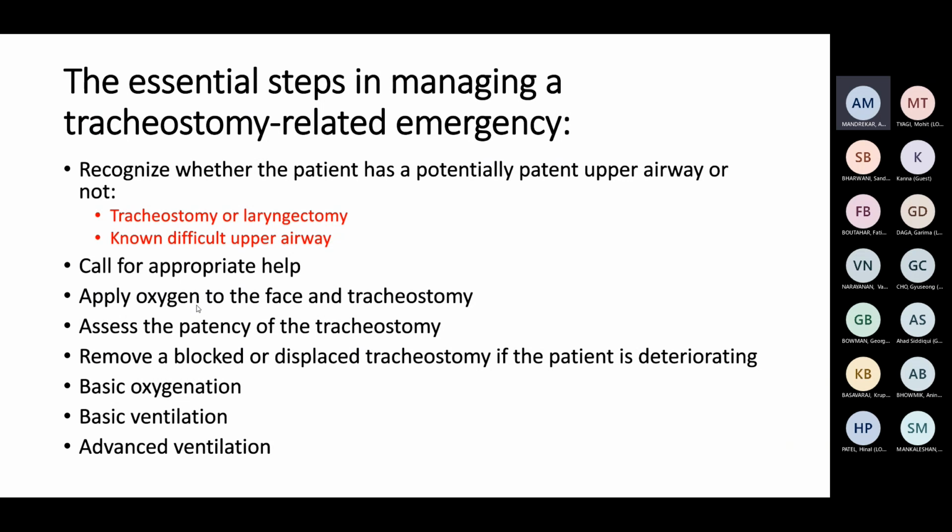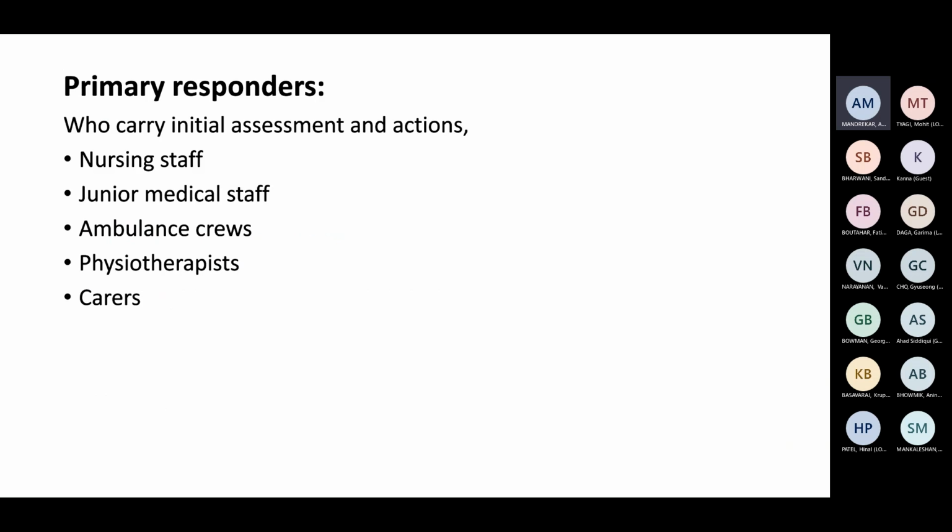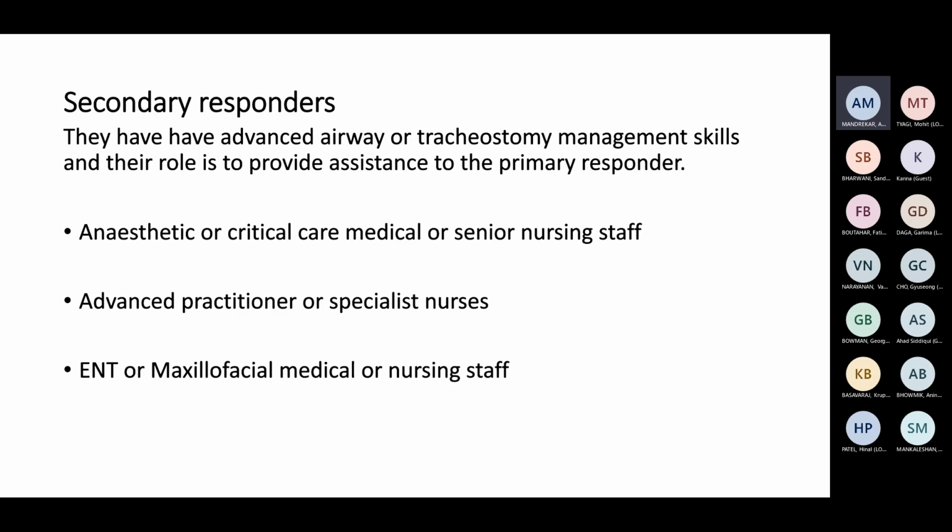And then you would start, of course, assessing the patient, assessing the patency. We will go through this in the algorithm in the next slides. So in emergency situations there will be primary responders, which include nursing staff, junior medical staff, sometimes ambulance crews, physiotherapists as well, and trained carers. And the secondary responders, they're more trained and have advanced airway and tracheostomy management skills, that include anesthetists, critical care doctors, advanced practitioners or specialist nurses as well, or ENT and maxillofacial staff, either medical or nursing.